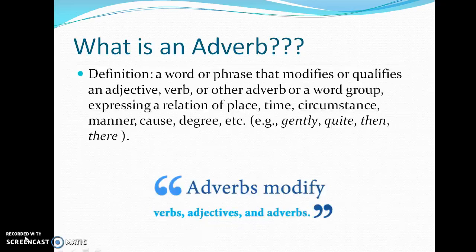What is an adverb? I remember when I was in school, I could never remember the difference between an adverb, a regular verb, an adjective. There were just so many.